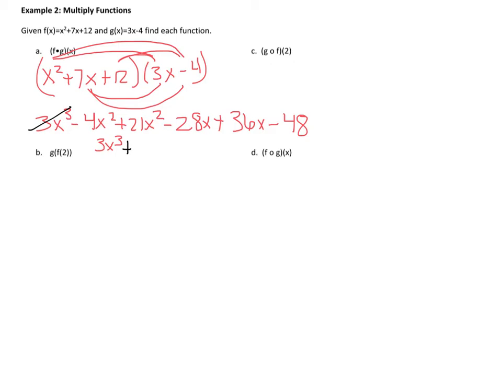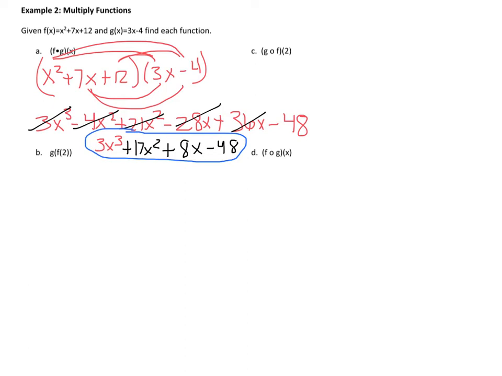And that's going to give me 17x squared. I can mark off my x squared. And now I have negative 28x plus 36x, which is going to give me plus 8x, and then I'm just going to have a minus 48. So my final answer is 3x cubed plus 17x squared plus 8x minus 48.